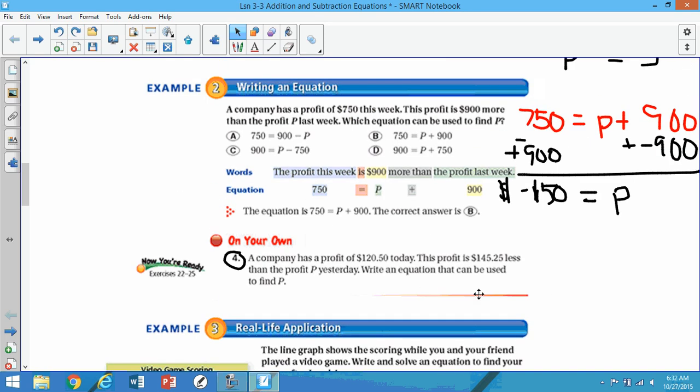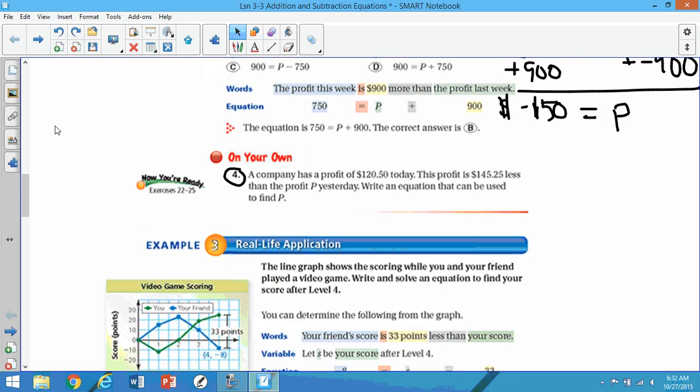I would like you to pause your computer and do number 4. Write an algebraic equation for this situation, and then solve it using balanced equations and inverse operations. And when you're done, pause your computer, do this, and then come back and we'll see how you do.